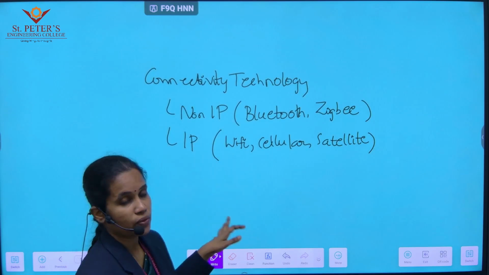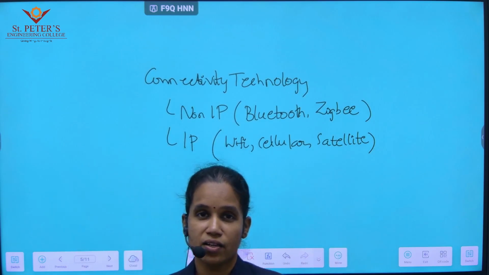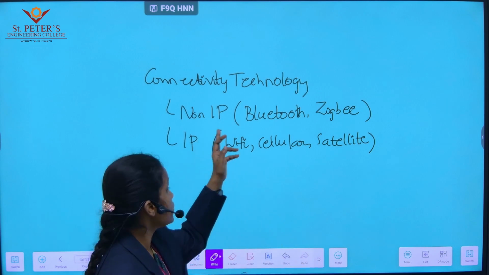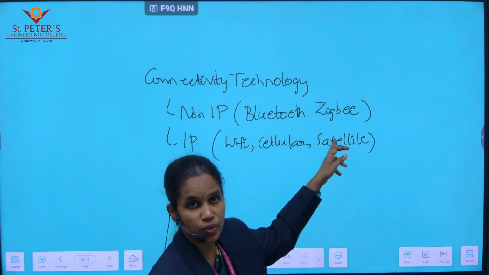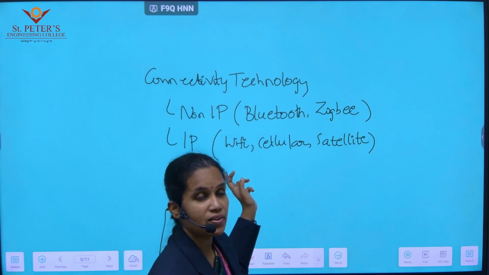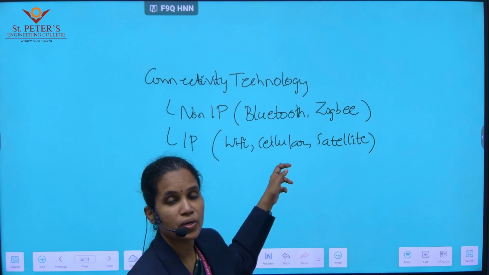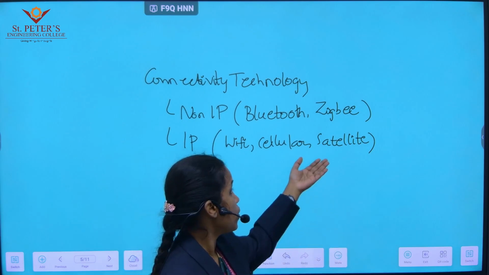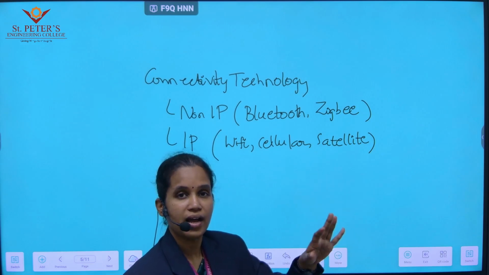So next, coming to the connectivity technology. Two IoT devices can be connected either using an IP technology or a non-IP technology. Non-IP technology means that a smart device can have a Bluetooth module or a Zigbee module in it. IP technology means that the smart device can have a Wi-Fi module, or it can use a cellular communication technology like 4G or 5G to communicate with the other device, or it can simply take the help of a satellite to communicate with the other device.